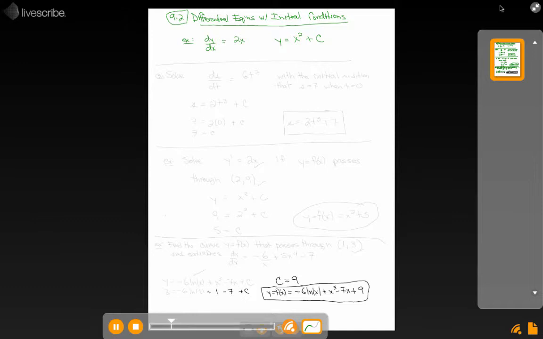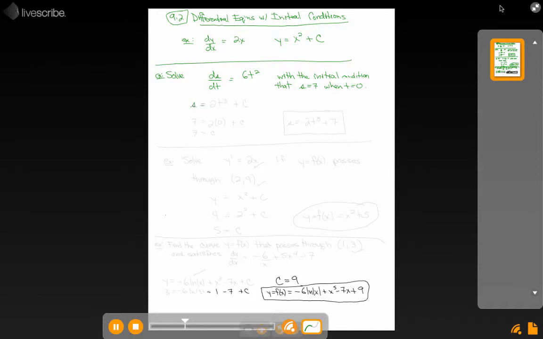In this lesson, they start to give us the ability to solve for c. So for example, let's do this. Still a relatively simple antiderivative to take. We're given ds/dt equals 6t squared, but we're told also that the initial condition exists that s is 7 when t is 0.